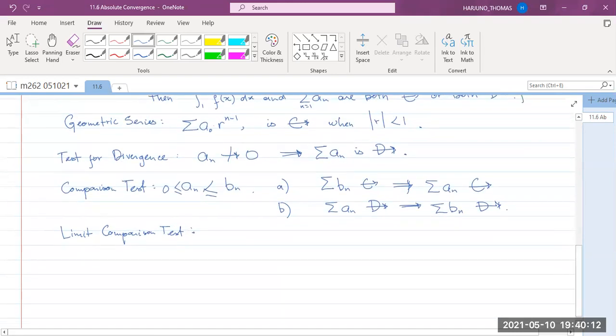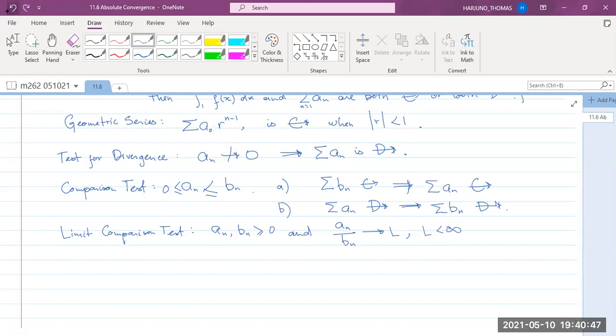Of course, they have to be non-negative terms, right? So a sub n, b sub n is greater than or equal to 0, and a sub n over b sub n converges to a constant, call that L, where this L is finite. This is the notation to say that L is finite. And of course, it has to be positive, or 0.